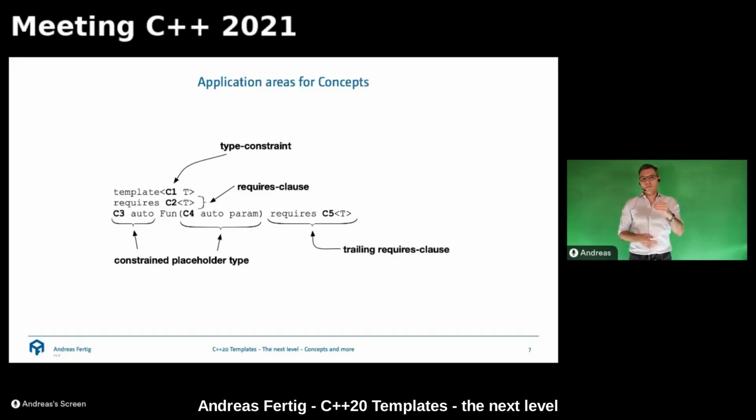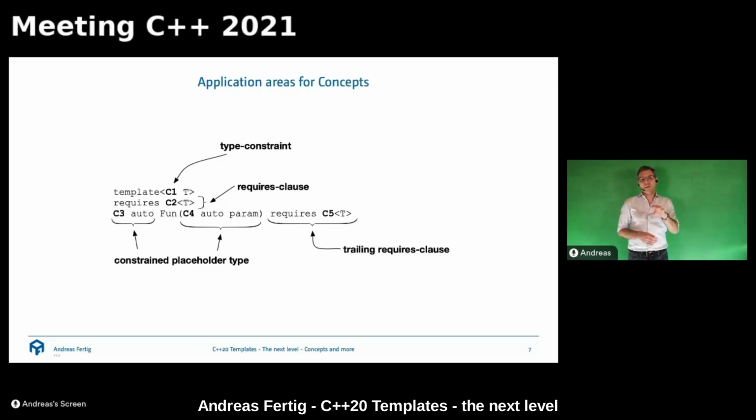In C3 and C4, we're looking at so-called constrained placeholder types. These are more or less types where we have auto. And C3, you already know, that's the return type of the function, which can be auto. It's the same for auto variables, so for placeholder type variables, where we can say auto. We can put a concept in front of them to constrain these types. So we can here, in this case, constrain our return type. We can also constrain variables that are of type auto.